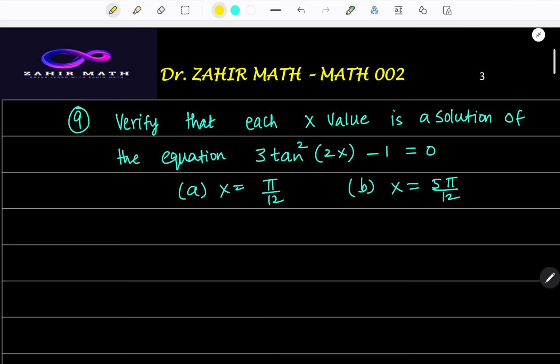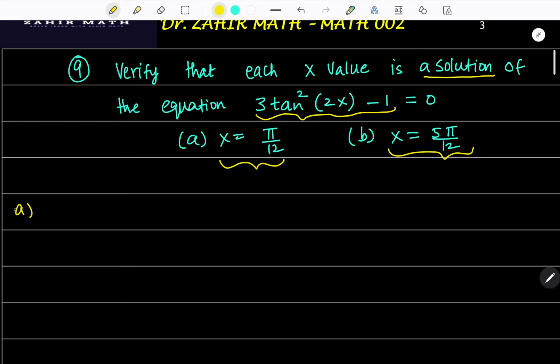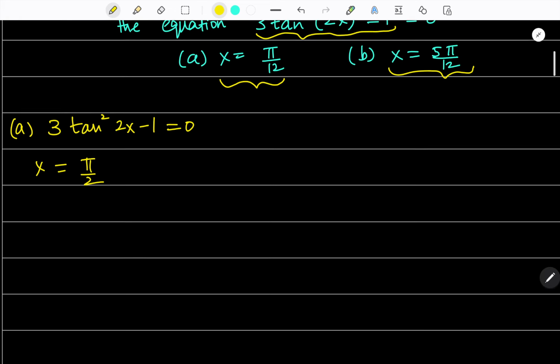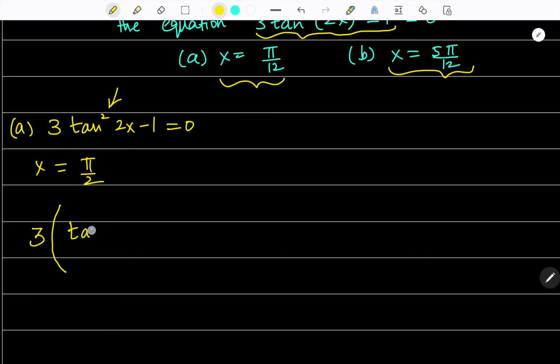Similarly, with the same idea, another question is there. You're going to check x is equal to pi by 2 is a solution for this equation, and x is equal to 5 pi by 12, right? So the first question is 3 tan square 2x minus 1 equal to 0. You are going to put x is equal to pi by 2. Look here, tan square, how you put in the calculator, I will tell you. You just put 3, then open a bracket and then type tan. When you press tan, automatically a bracket will open. Then you put 2, and then x, which is pi by 2.